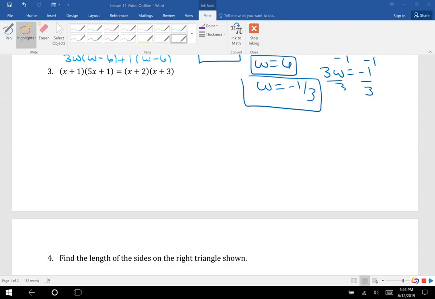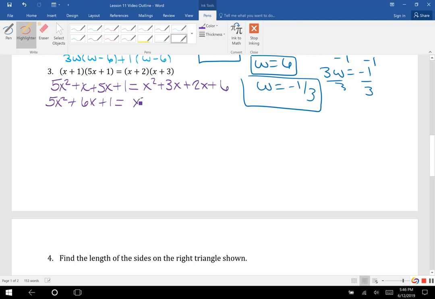All right, example 3. So we do have to set one side equal to 0, but before we can do that, we're actually going to have to multiply or FOIL these out. So first would be 5x squared, outer is 1x, inner 5x, last is 1. Or if I combine like terms, 5x squared plus 6x plus 1. And then on the other side, first is x squared, outer is 3x, inner is 2x, last is 6. So when we combine like terms, x squared plus 5x plus 6.